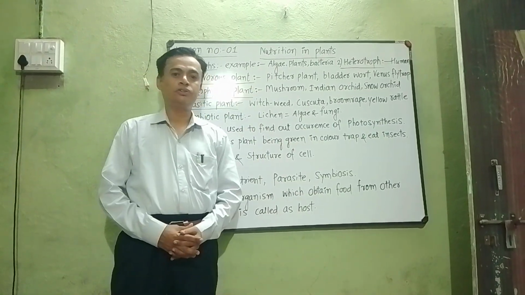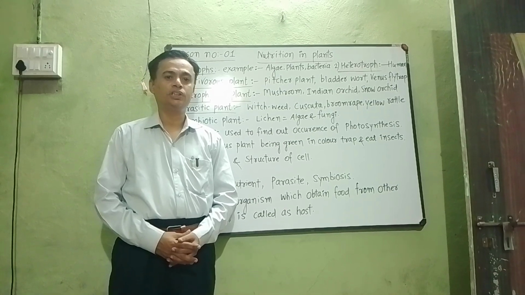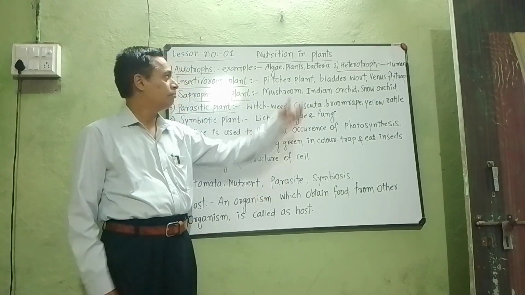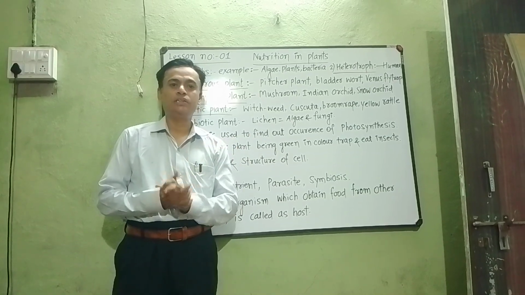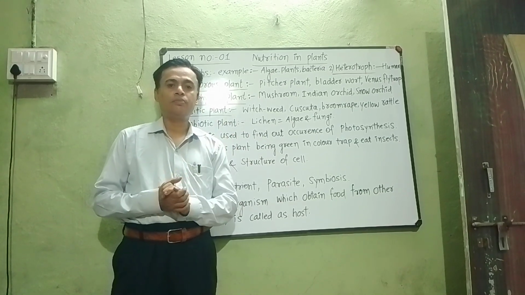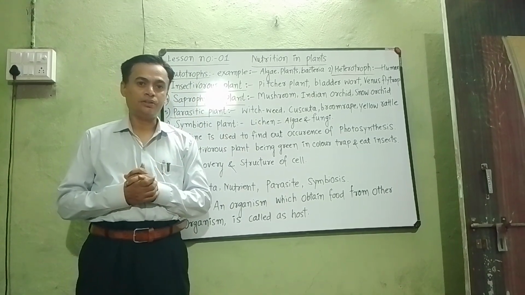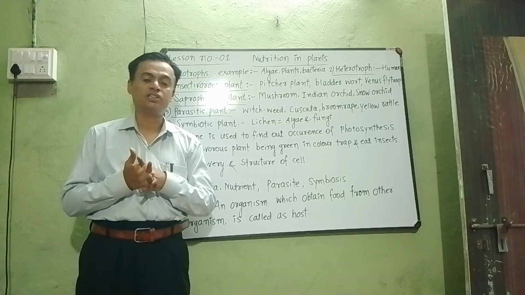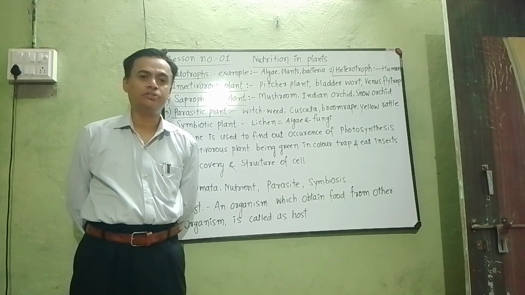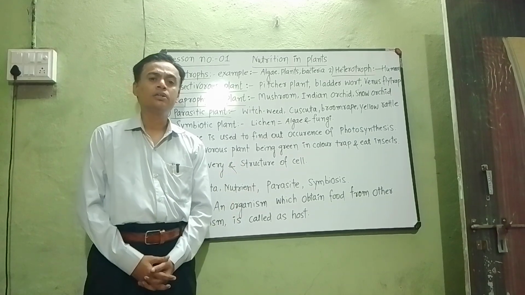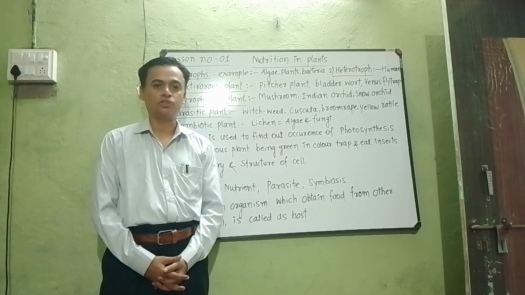Today we are going to see a new chapter of the standard 7th, and the name of the chapter is Nutrition in Plants. This is a chapter in which we have to see what is nutrition, what are nutrients, then what are autotroph, what are heterotroph, what is saprophytic plant, what are insectivorous plants, and the different examples of the autotroph, heterotroph, insectivorous plant, saprophytic plant, and what is photosynthesis, and what are raw materials necessary for the photosynthesis.